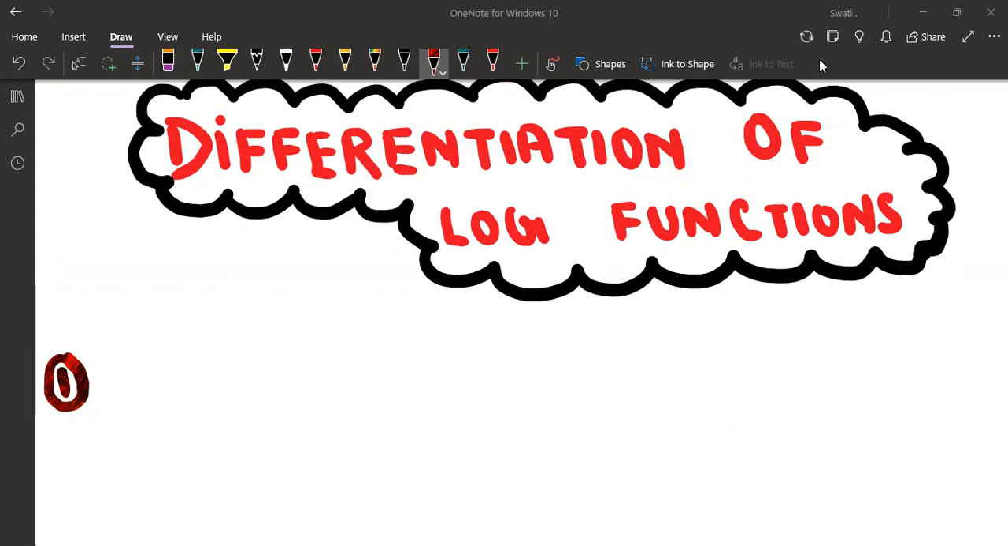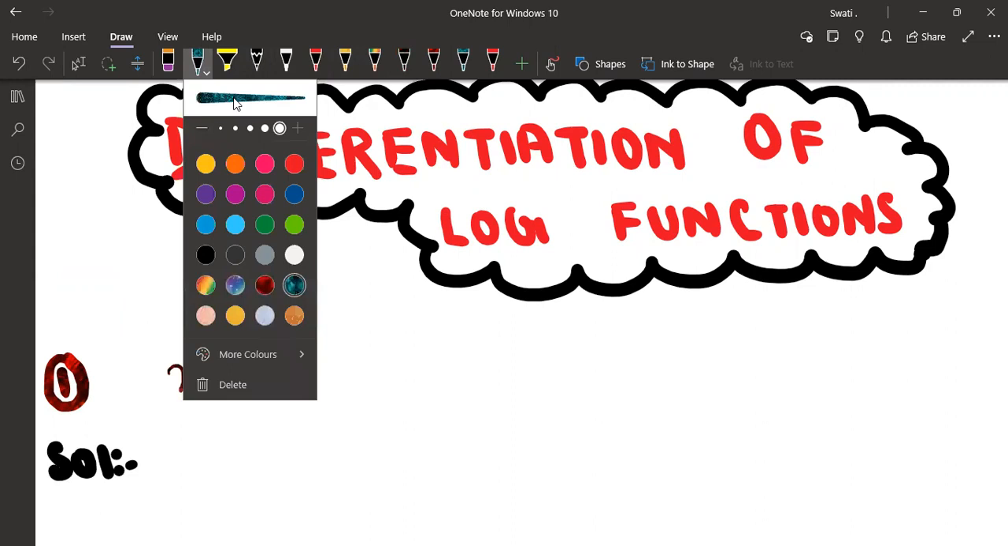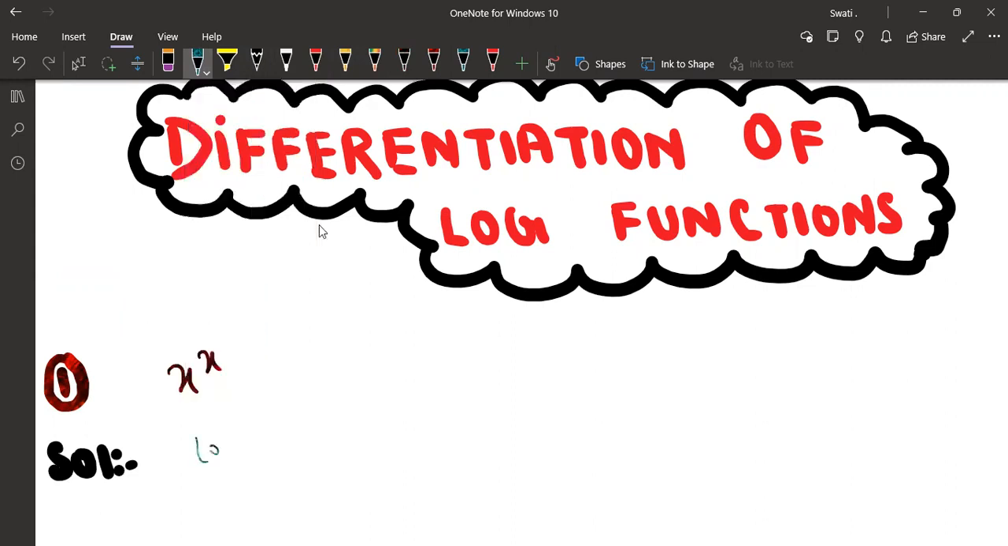So we have to differentiate our first function, which is x raised to x. To solve such kind of question, the very first thing that we should do is we should take this function as some variable. So let us take here this x raised to x as y. So let y be equal to x raised to x.